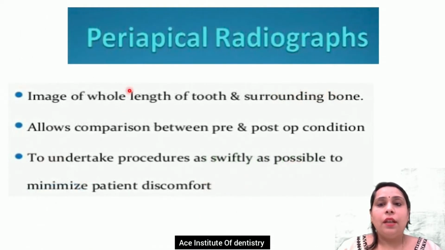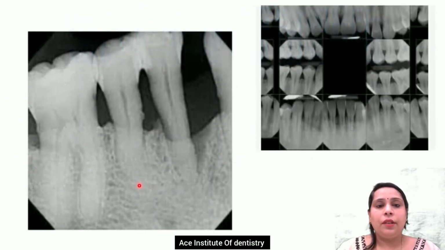Periapical radiographs. Image of the whole length of the tooth and surrounding structures. Allow comparison between the pre and post-op condition to undertake procedures as swiftly as possible, minimizing patient discomfort. So this is a periapical radiograph. These are multiple periapical radiographs with a few bitewings.